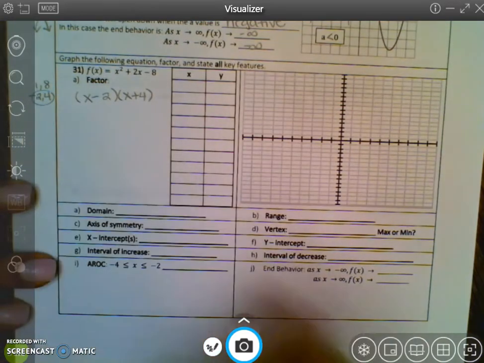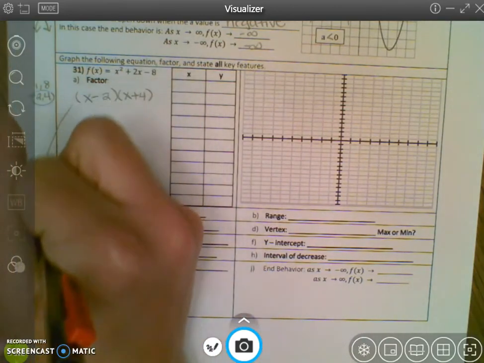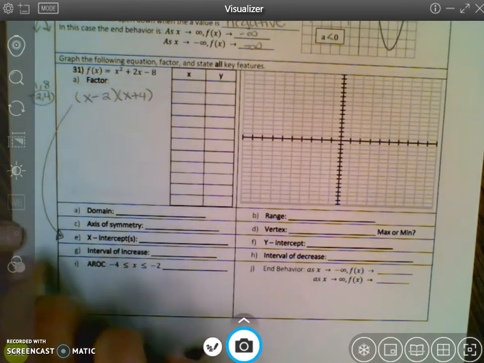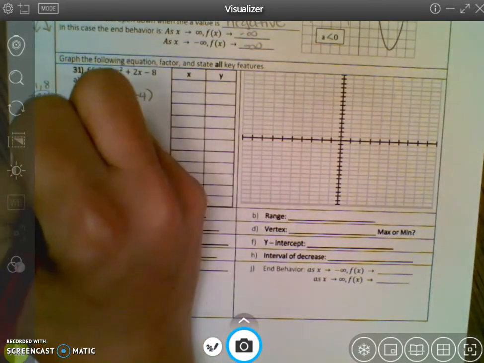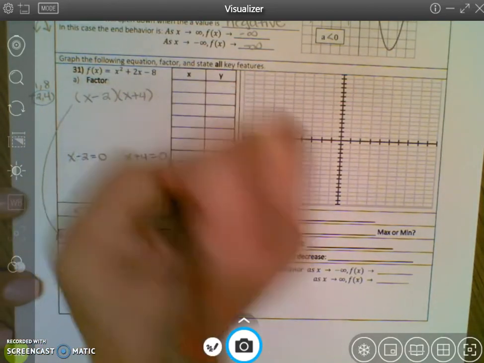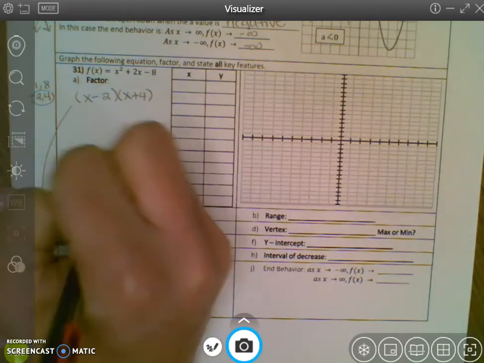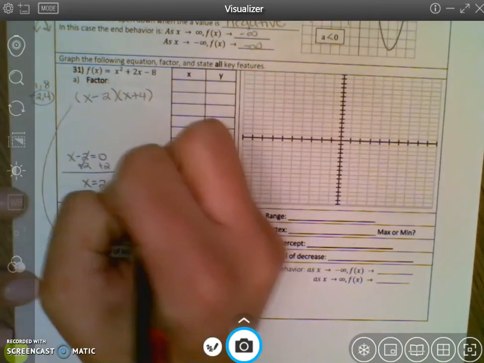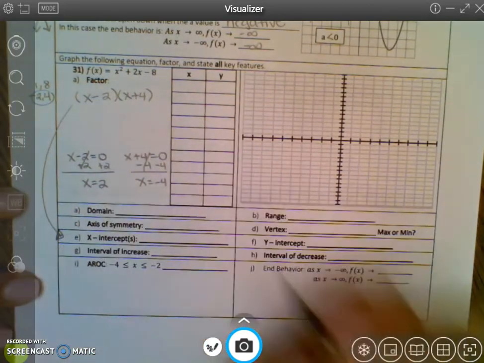Okay, so that's factored. And then right off the bat, I can figure out what my x-intercepts are going to be, because I solve it. So my x-intercepts, if I solve it, I'll show the work for it. Okay, solve means set equal to 0. Add 2. X is going to equal 2 minus 4. X is going to equal negative 4.